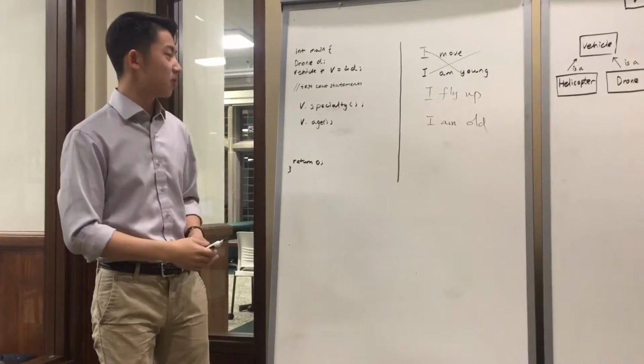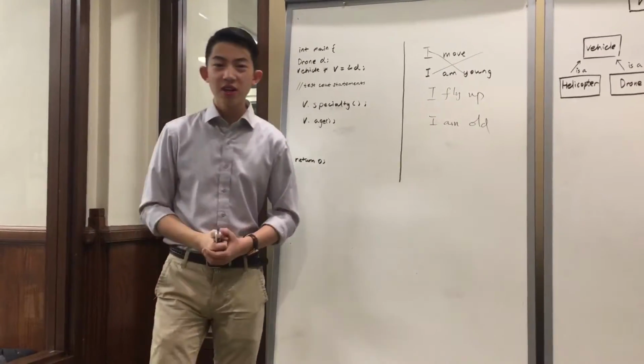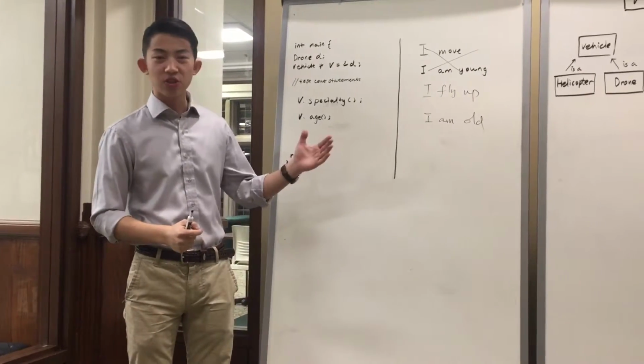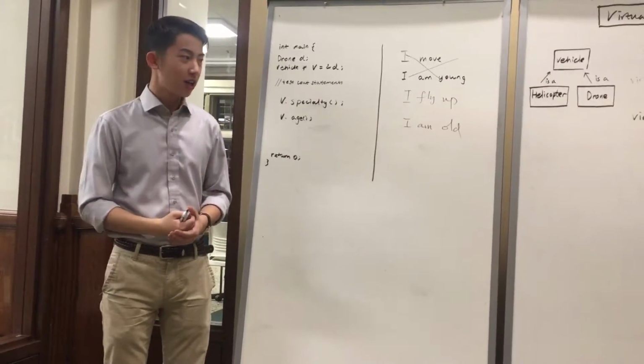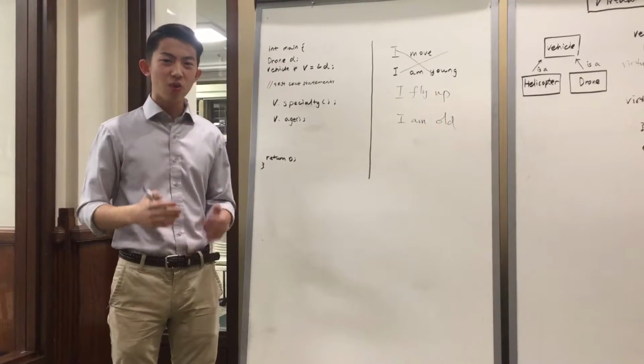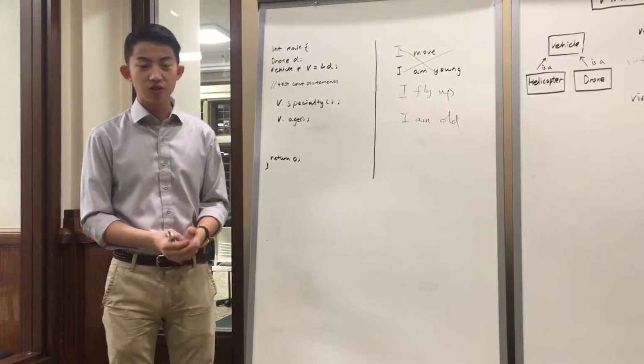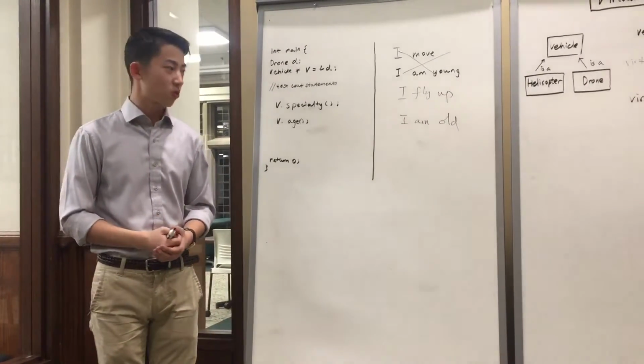To recap this mini lecture: what is a virtual function? A virtual function is a member function that is expected to be redefined in its derived classes. And why do we use virtual function? To allow subtype polymorphism to work.